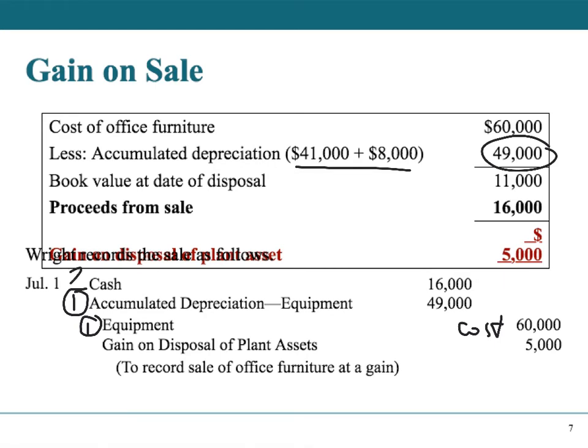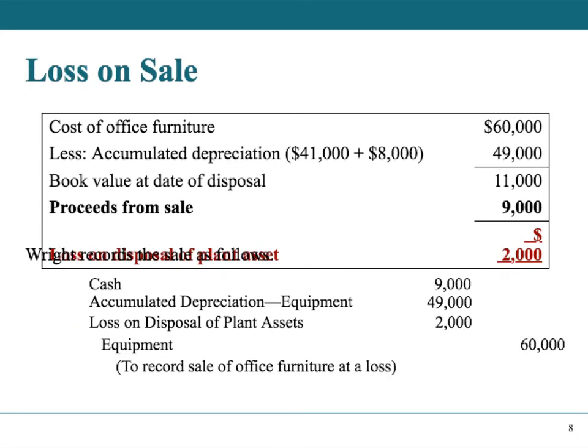Cash will be the proceeds, 16. And then you've got to remember that debits must equal credits. In this case, it looks like I have more debits so far. I need a credit, and credits must be gains, similar to revenues. So I just earned a $5,000 gain on this transaction. If you look up here, your proceeds are 16 and your book value was 11, so that's how you made your $5,000.